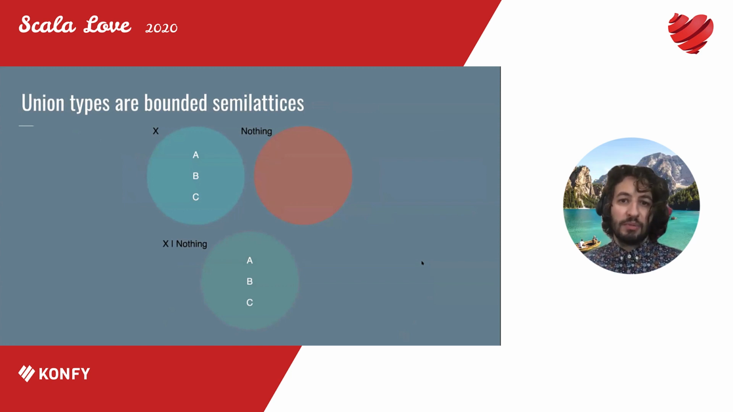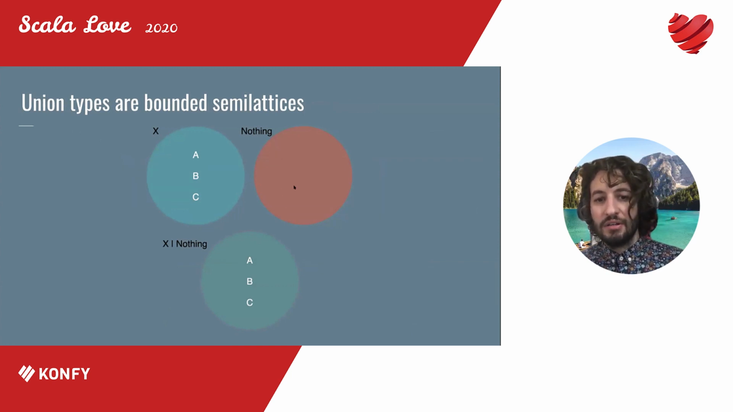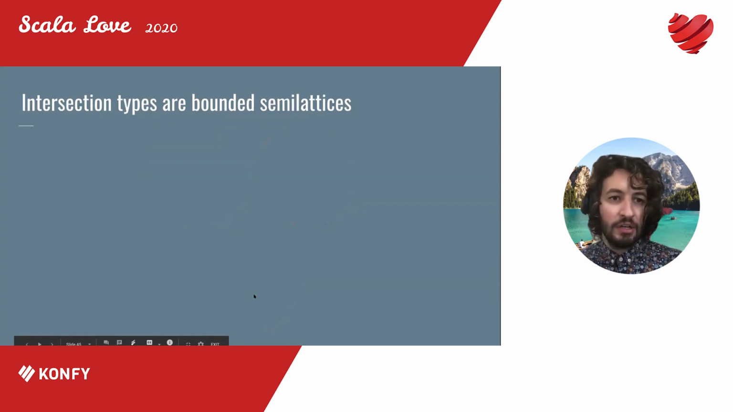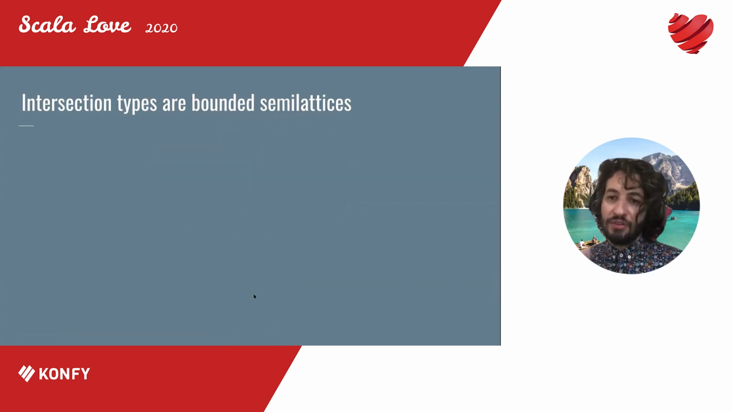Yeah, so union types are bounded semilattices, which means that if we take the union of X and nothing, that will just give us X. And here we have no nasty parentheses. These are actually the same. We can kind of see that here. And intersection types are very similar.